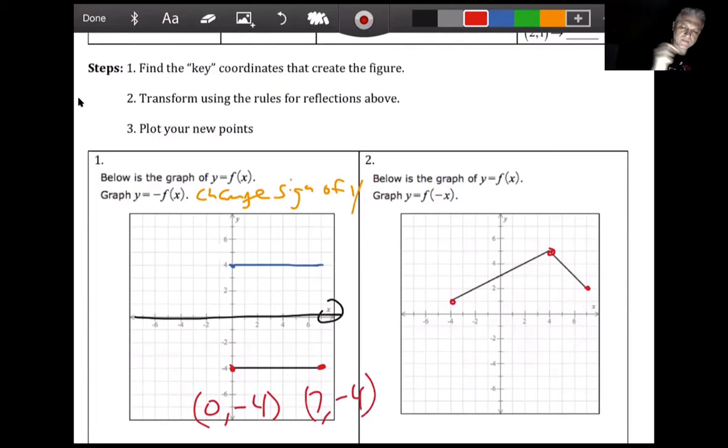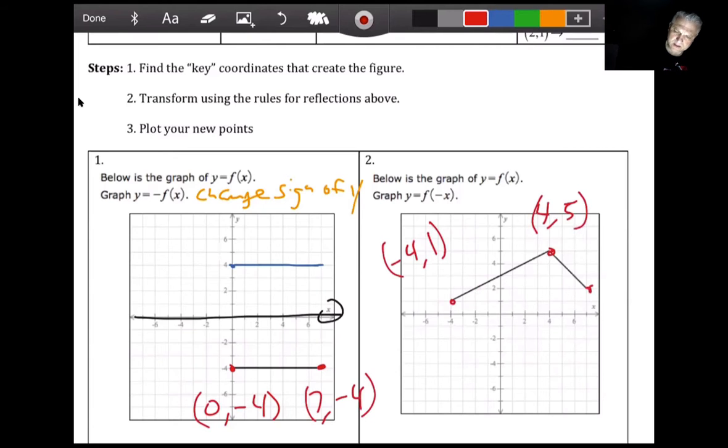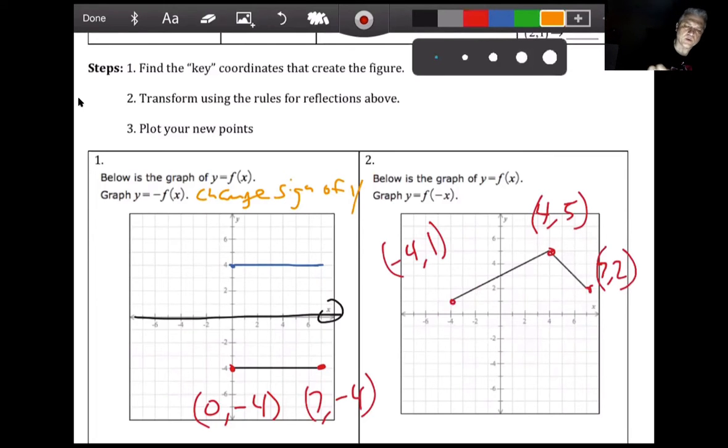So where are these points? Well, this one here is at -4, 1. I'll just write that off to the side. This guy here is at 4, 5. And then this little guy over here is at 7, 2. Okay, so we've identified our key points.